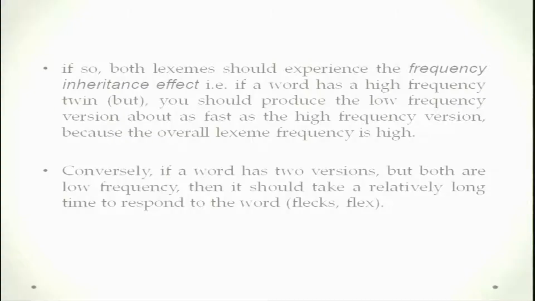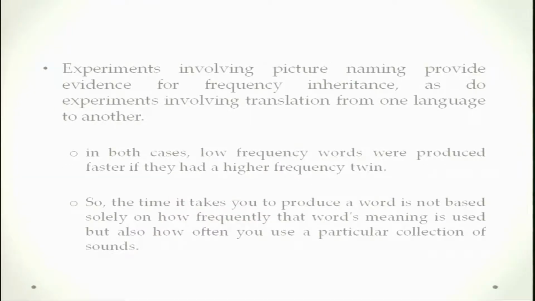Now experiments have been done involving picture naming. Participants are given pictures and have to name them, and researchers were looking for this frequency inheritance effect, as in experiments involving translation from languages as well. In both cases, low frequency words were produced faster if they had a higher frequency twin. If you have been practicing speaking a higher frequency partner of a low frequency word, the low frequency word is also produced a little bit faster.